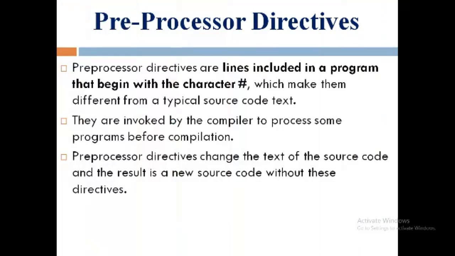The Preprocessor Directives are lines included in a program that begin with the character hash, which make them different from a typical source code text. They are invoked by the compiler to process some programs before compilation. The preprocessor directives change the text of the source code, and the result is a new source code without these directives.